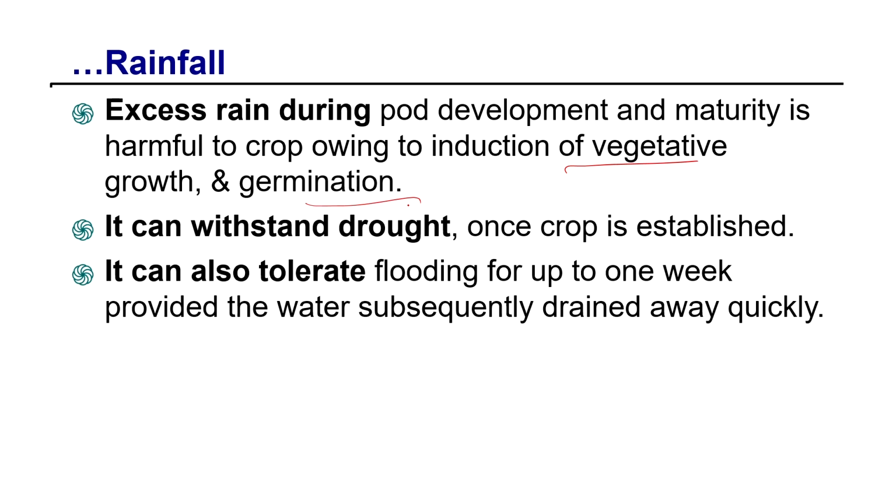It can withstand drought once the crop is established. It can also tolerate flooding for up to 1 week, provided the water subsequently drains away quickly. Otherwise, if waterlogging is continuous for 10 days, 15 days, then that can kill or destroy the crop.